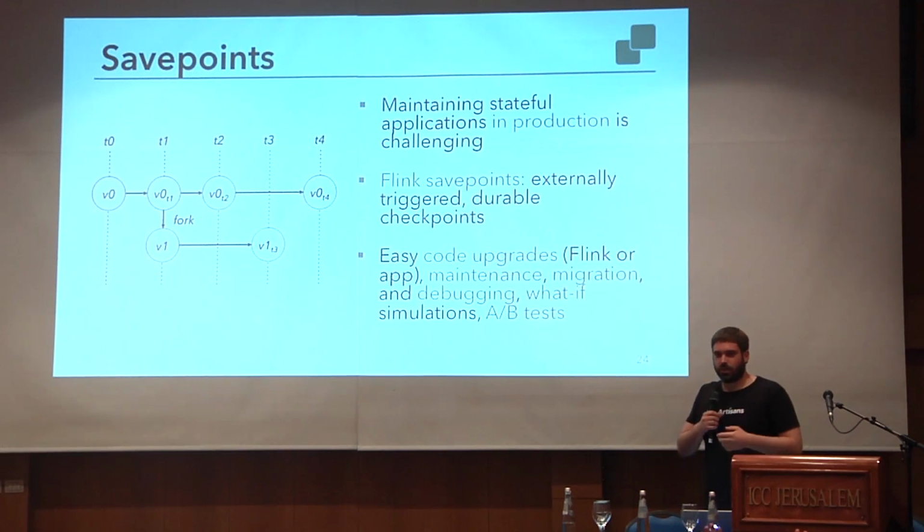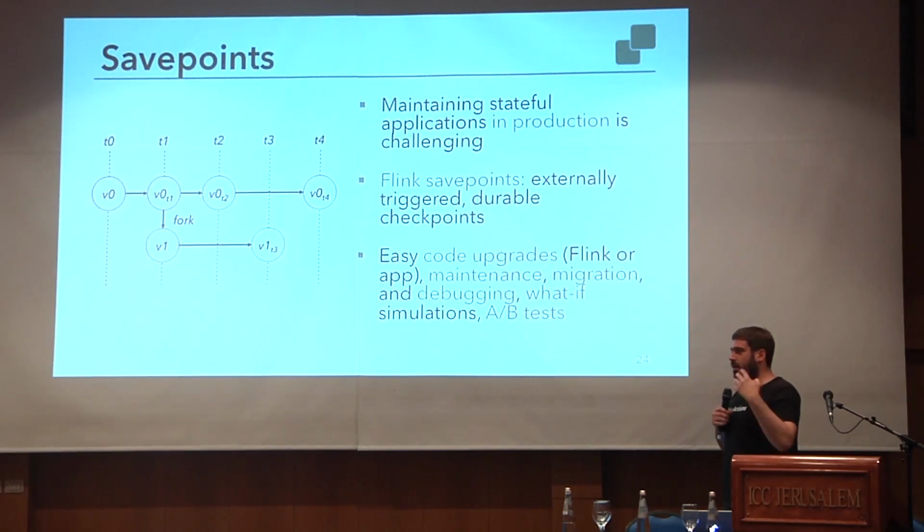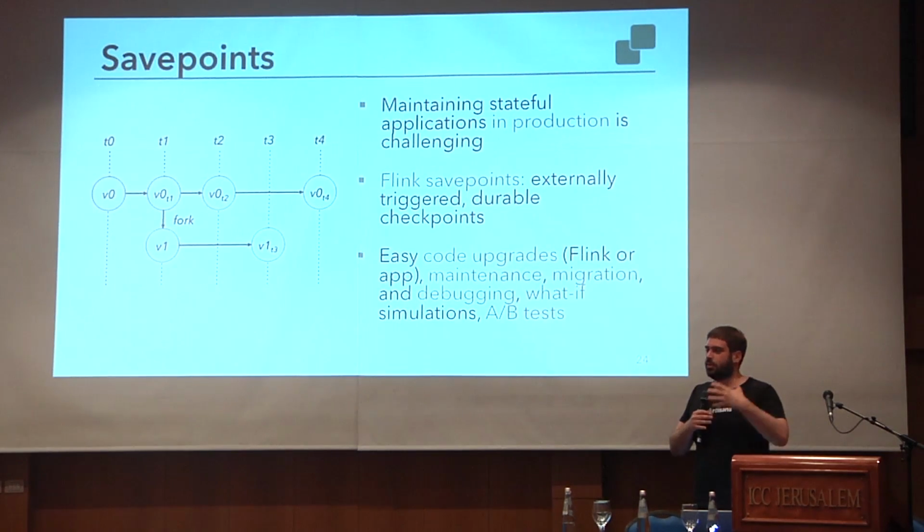So you can create new versions, you can do A/B testing. Now, one thing that is coming up in Flink is the ability to start the job from a savepoint with different parallelism, so you can scale out.